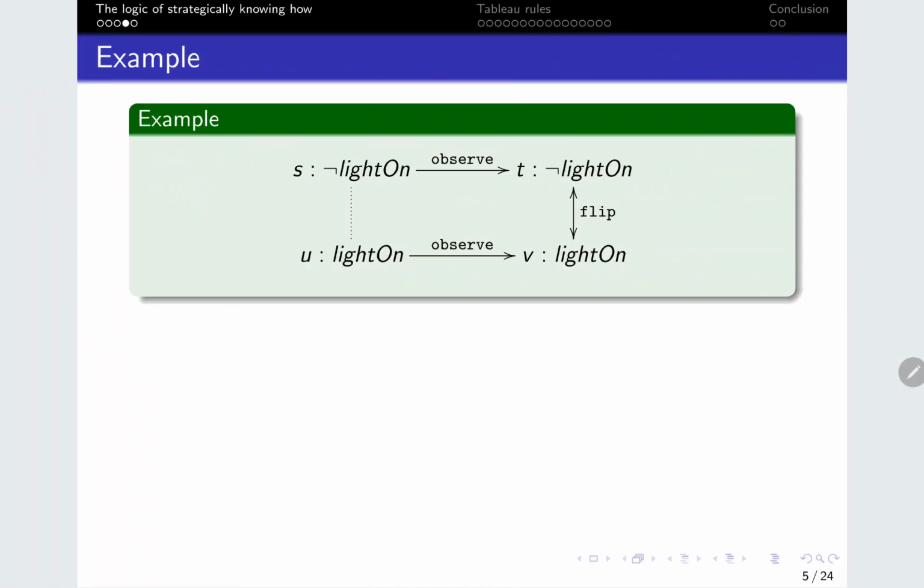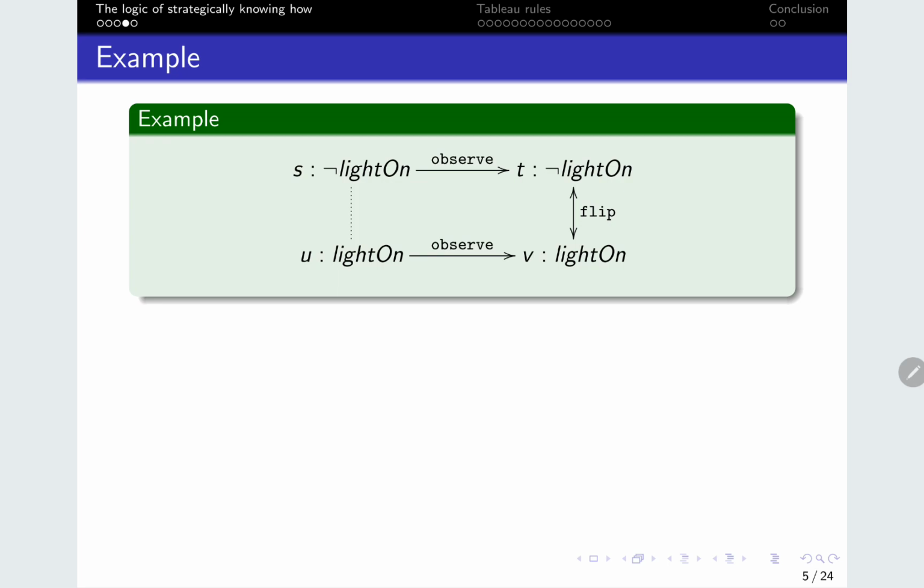So here is an example. This model represents the situation of an agent who knows how to turn the lights off. Firstly, the agent cannot distinguish the two states s and u. In the state s, the light is off, and in the state u, the light is on. But on each state, he can do the action observe. Then after doing the action observe, he can distinguish these two states.